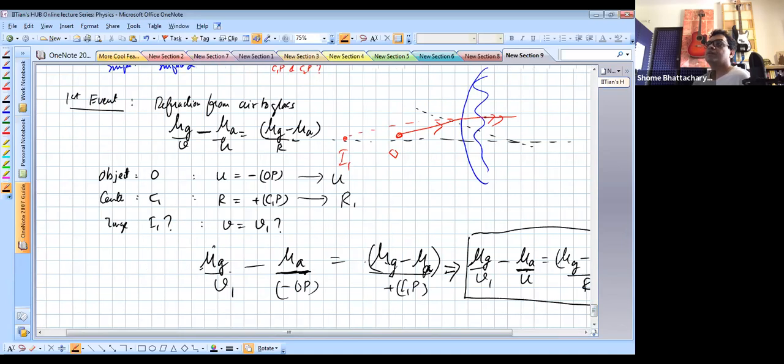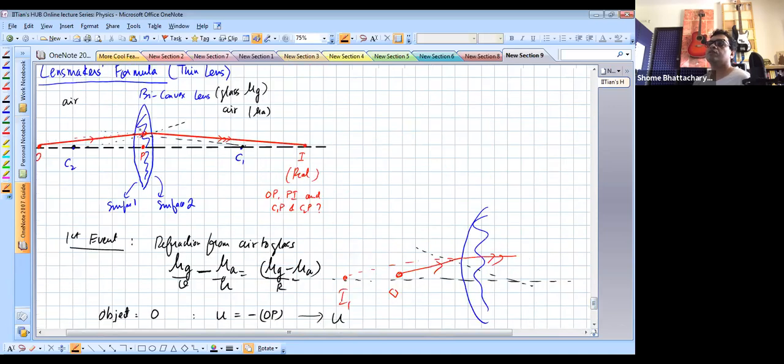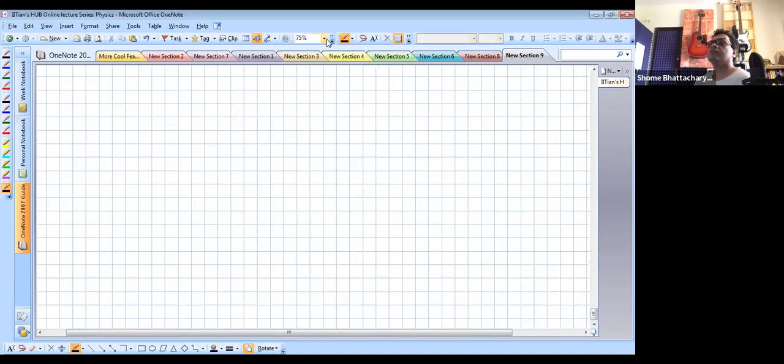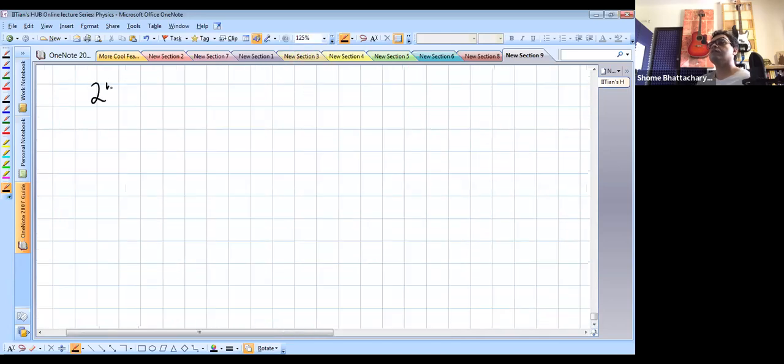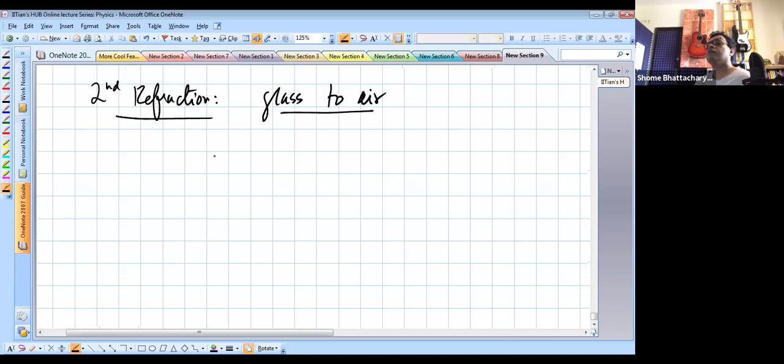Now let's understand what is happening to these rays. These rays don't actually continue this way. They are now incident on the second surface. You know? So these rays over here, they are incident on the second surface. So second event here, this one is happening from glass to air, and for this the object is actually I1. So in my diagram it's a virtual object. Okay. The image is, let us say, I2, which we want to find out, but this will become our final image.